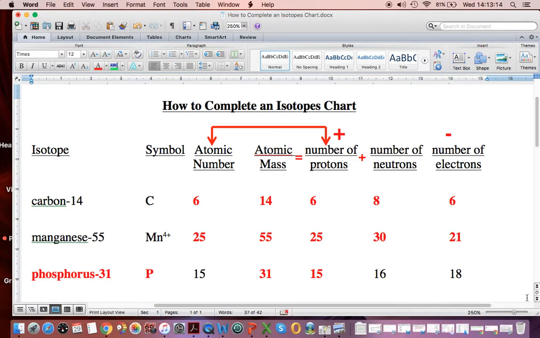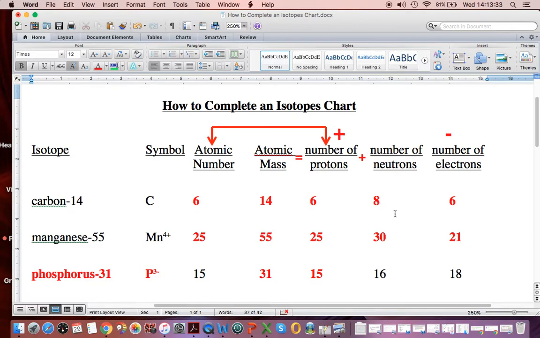Okay, now I see I have 15 protons and 18 electrons. In other words, 18 minus 15 is 3. 3 extra minuses. So I have to put in 3 minus, and I'm done.